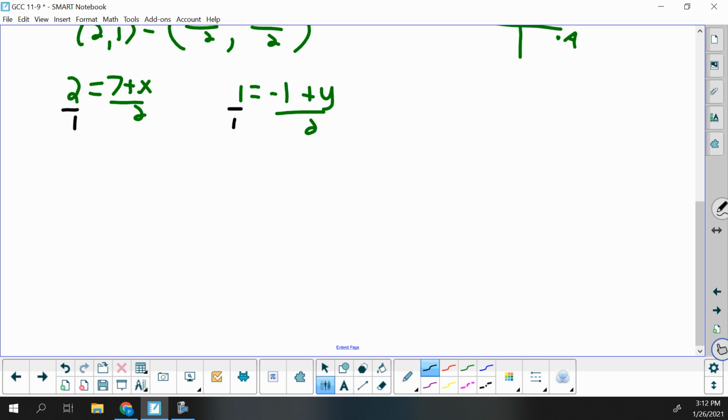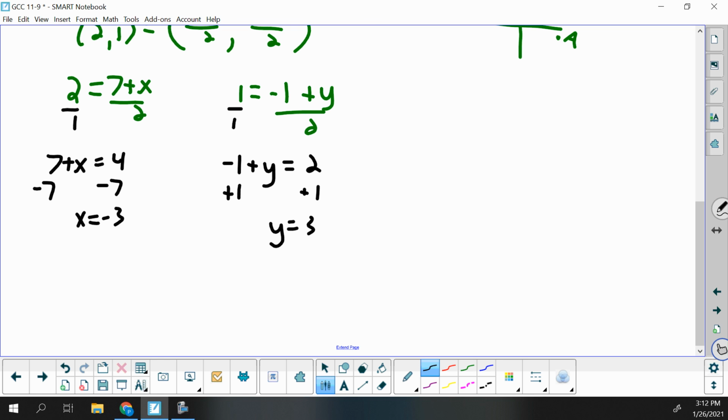We'll put those each over 1 and cross multiply. So we'll get 7 plus x equals 4 over here. Subtract the 7 over and we'll get x is negative 3. And the other one will cross multiply. We'll get negative 1 plus y is equal to 2. We'll add the 1 over to get y equals 3. Meaning our point B is just negative 3 comma 3.